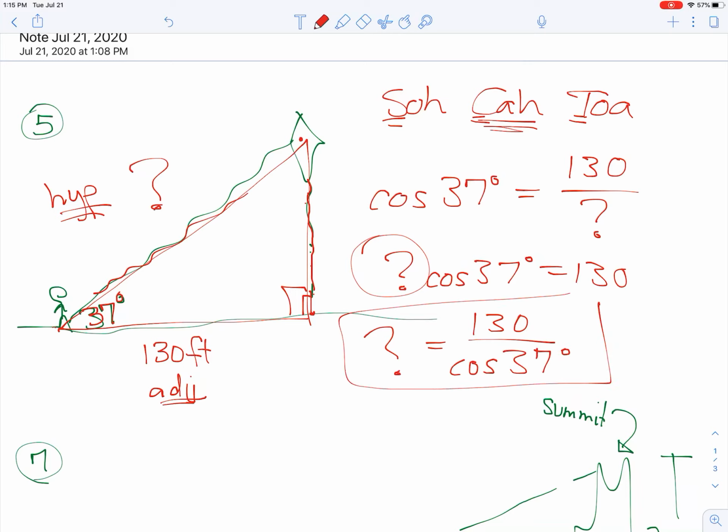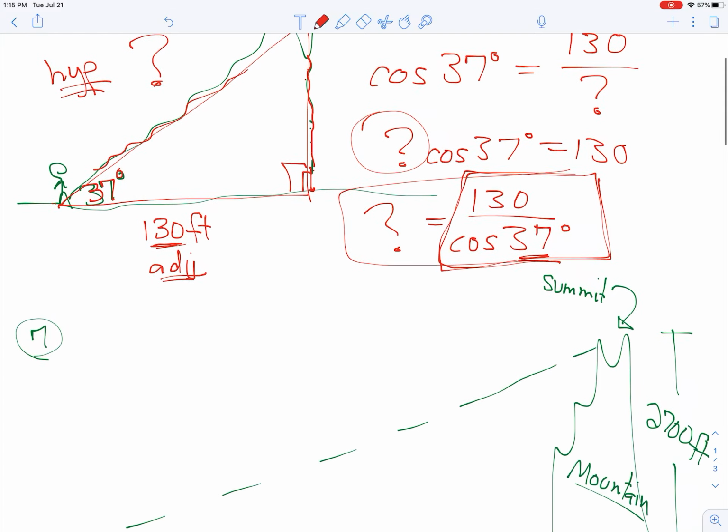It's good to do that math and get what you can put in one calculator keystroke. If you have a graphing calculator, put that in. Or if you're just using a smartphone, you do 130 divided by 37 cosine, then equal. I don't know what the answer is, but it's definitely going to be more than 130, right?